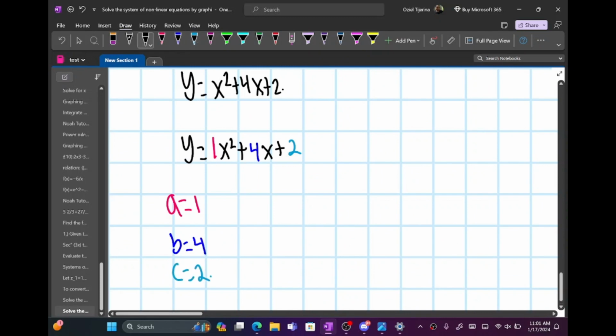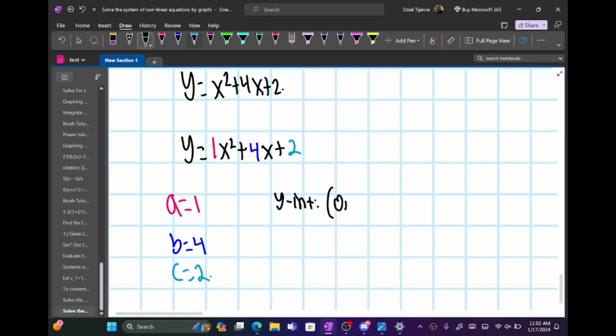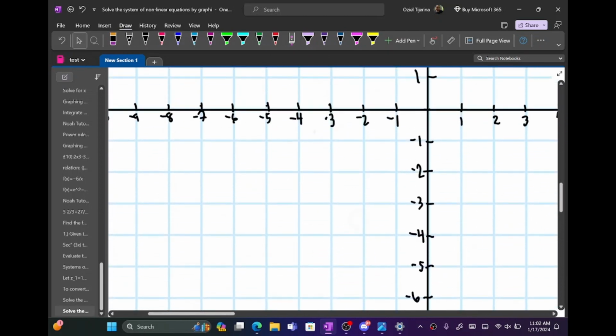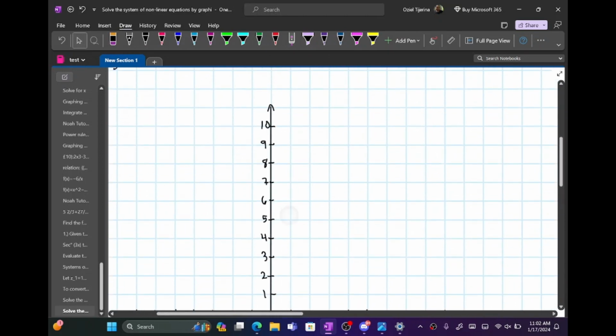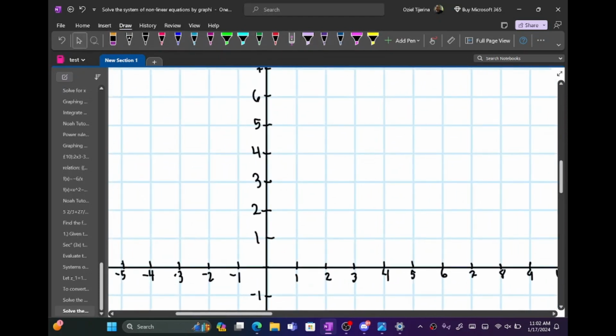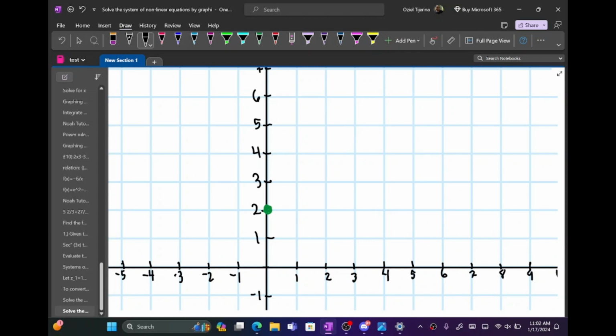So our y-intercept will be the point 0, comma 2. So right away, I'm going to go ahead and plot that in there. And I'm going to use a different color. I'll put it in this color for now. So we're going to just plot that point, and that is the y-intercept for the quadratic function.